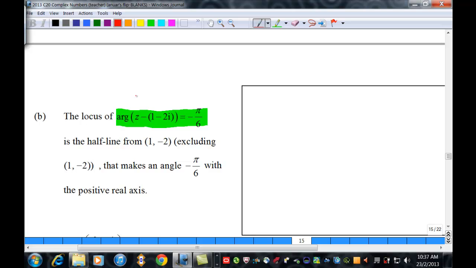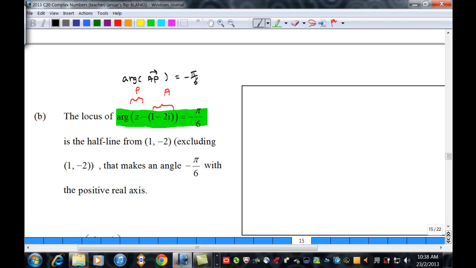variable complex number z is represented by the point P again as always, and then the fixed complex number 1 minus 2i is represented by the point A. So if we look at the analogy of the vector, it's as if we are looking at the argument of the vector AP being negative pi over 6.